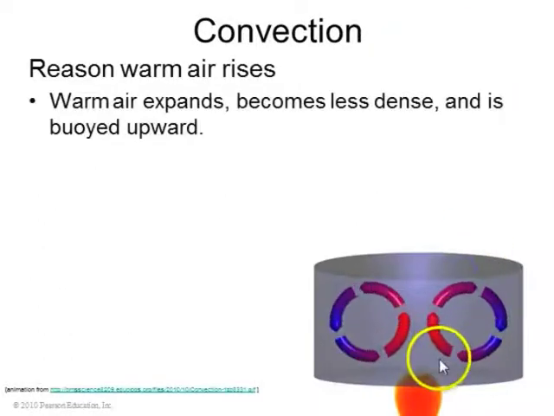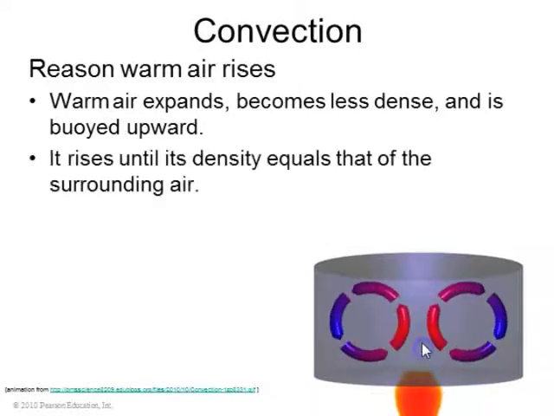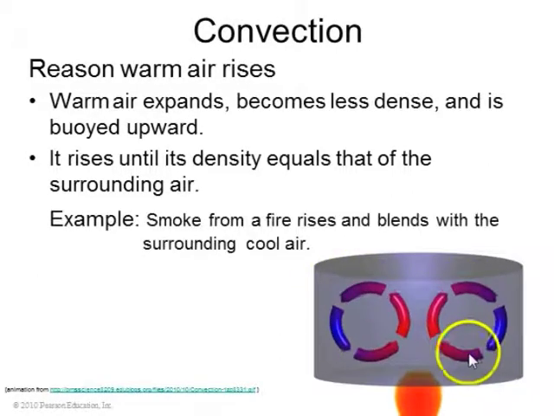The reason for convection is that the warmer fluid expands, becomes less dense, and is buoyed upwards. And it rises until its density equals that of the surrounding fluid, and then it will fall again when it gets more dense.